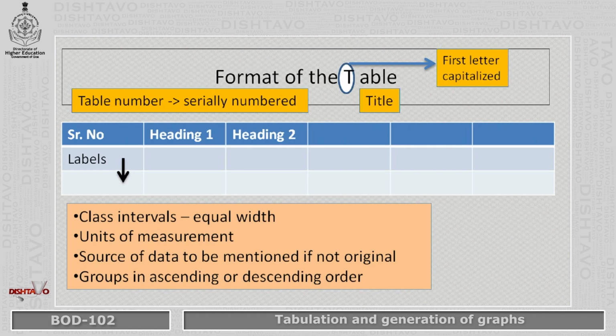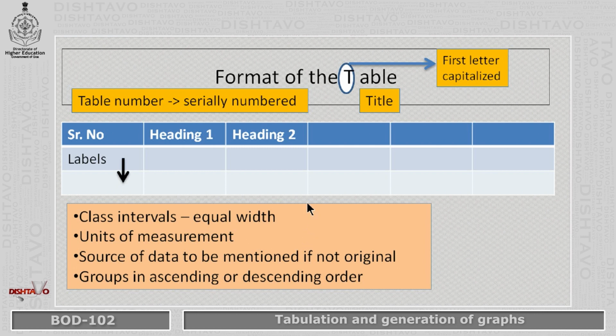Let's have a look at the format of the table. Now, the title of the table should start with the first capital letter. The title should have all the details and the features of the table. The table number should be provided to the table, and it should be serially numbered in the research work and the research report. The serial number should be included as the first column in the table with the headings 1, 2 and so on, and the labels should be written downwards.